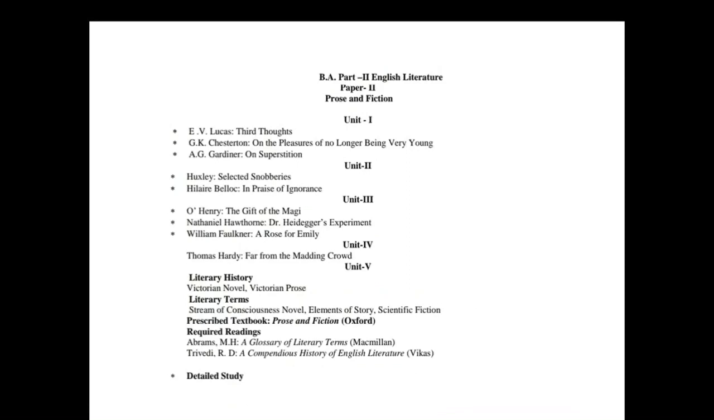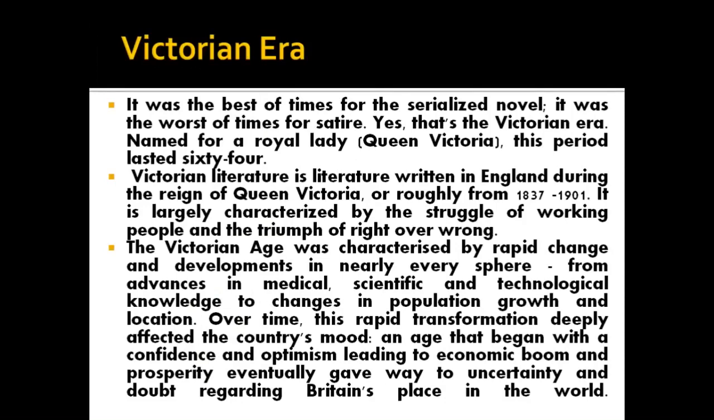So first of all, I would like to tell you all what the important characteristics of the Victorian and modern eras are. As you can see on the screen, the Victorian era was the best of times for the serialized novel. It was the worst of times for satire. Yes, that's the Victorian era, named for a royal lady, Queen Victoria. This period lasted 64 years.